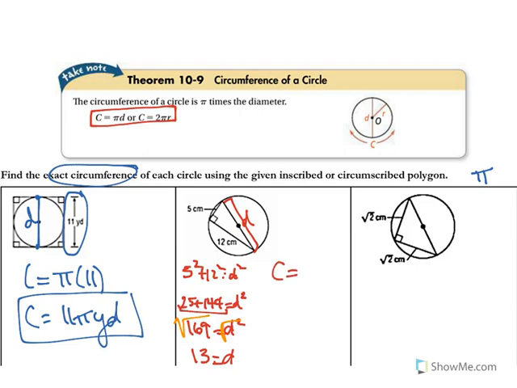So circumference is pi times diameter, or pi times 13. Best answer is 13 pi centimeters.